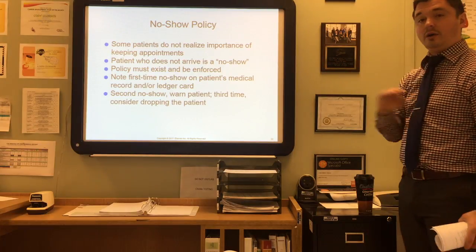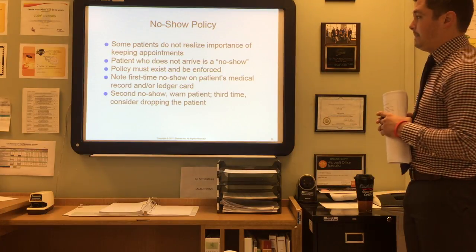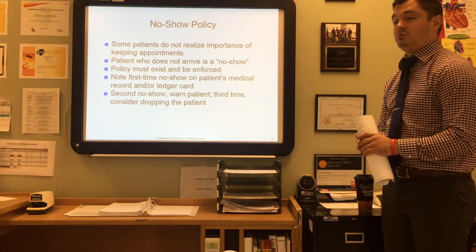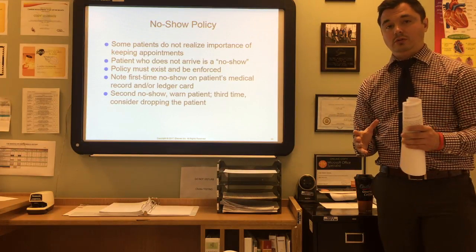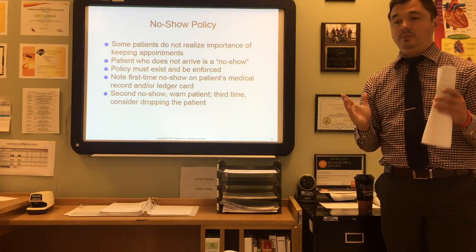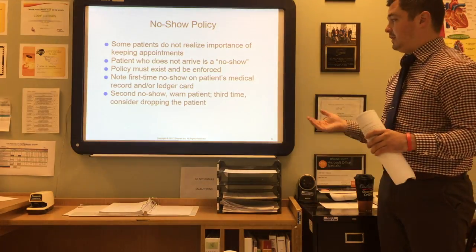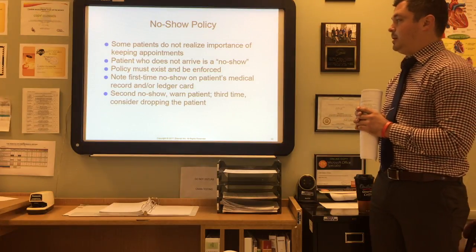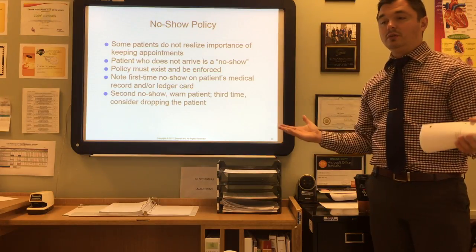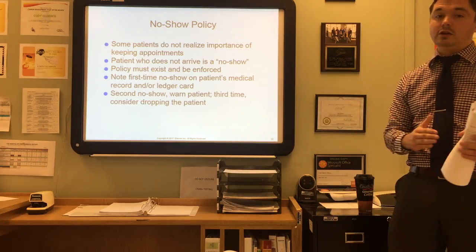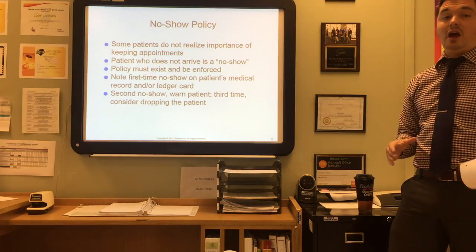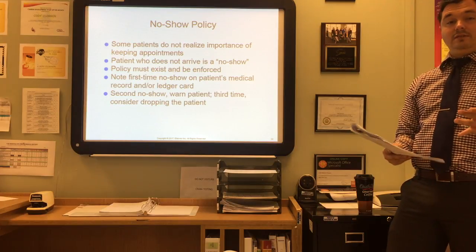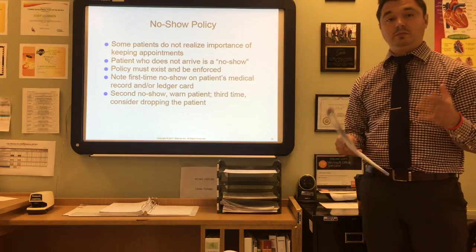So a patient who does not arrive is known as a no-show. And your policy must be established and enforced. So note the first time that the patient no-shows in the patient's medical record or even in their ledger card, okay, which we'll talk about later on in future chapters. On their second no-show, warn the patient, and then the third no-show, consider dropping the patient because they are affecting the medical practice and they are not holding up their end of that physician-patient relationship contract.